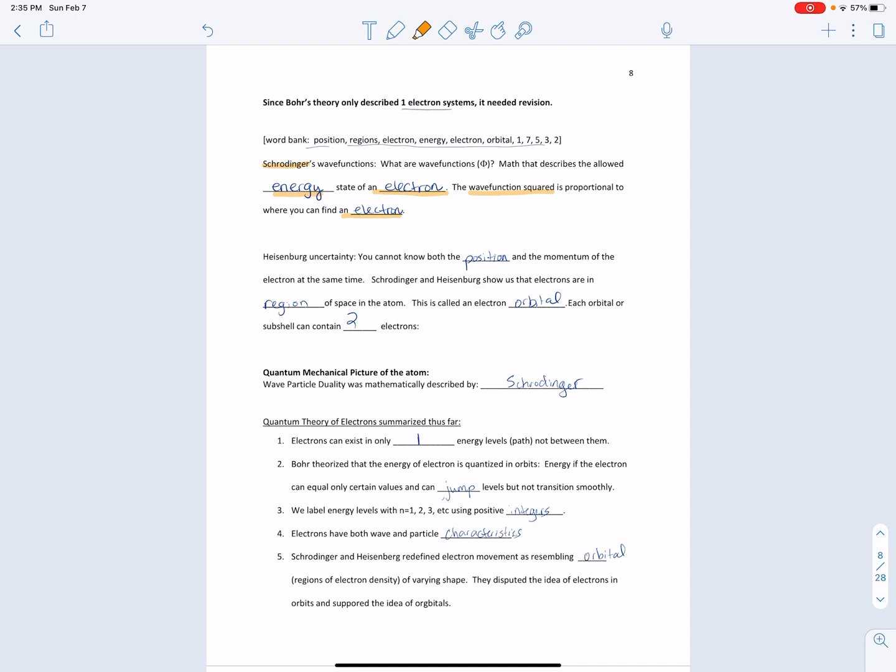So then we have Heisenberg uncertainty. And Heisenberg worked with Schrodinger. They both were contributing articles at the same time. And Heisenberg was saying, you cannot know both the position and the momentum of the electron at the same time.